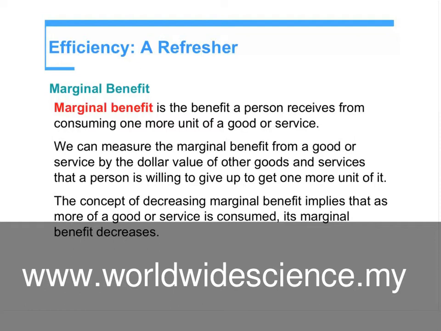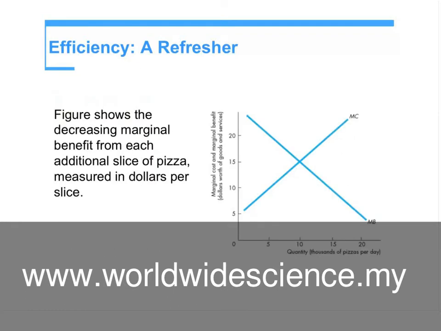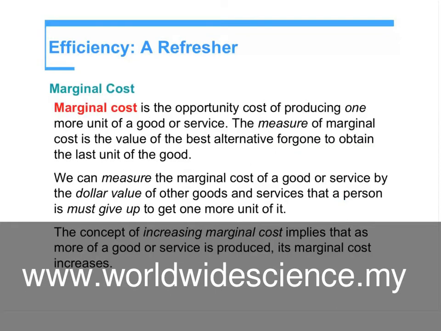As you can see here, the efficiency slide shows decreasing marginal benefit from each additional slice of pizza. Then marginal cost is the opportunity cost of producing one more unit of a good or service. The measure of marginal cost is the value of the best alternative forgone to obtain the last unit of the good. So basically here we are discussing the opportunity cost of producing one more unit of a good or service.